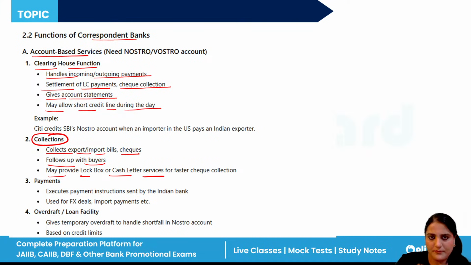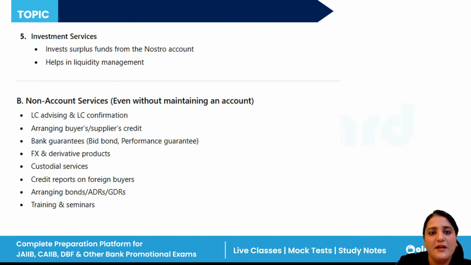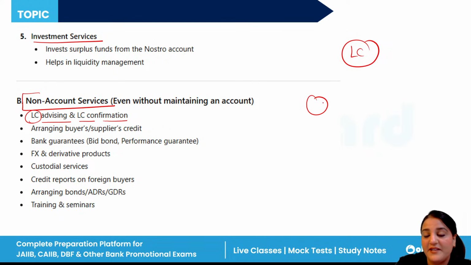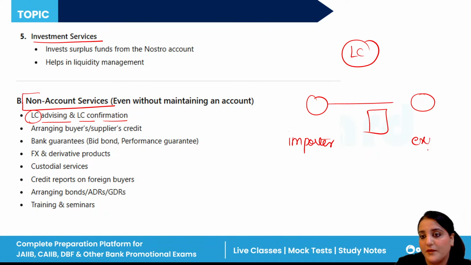Means lots of services we need in the function of correspondent banks, and it also gives overdraft and loan facility. Then investment services are there, but what are the account services? Letter of credit advising and letter of credit confirmation. What is a letter of credit? It is the agreement between the banks of importer and exporter, that we will read in our next chapter.